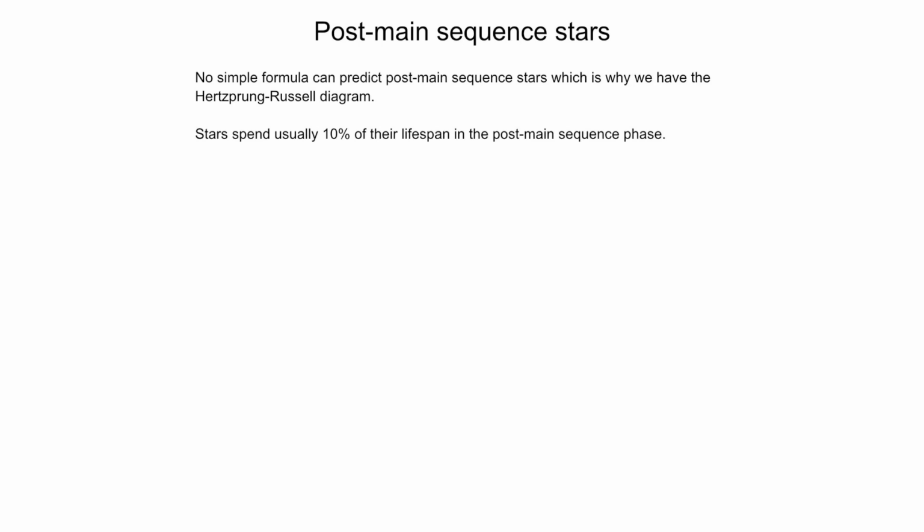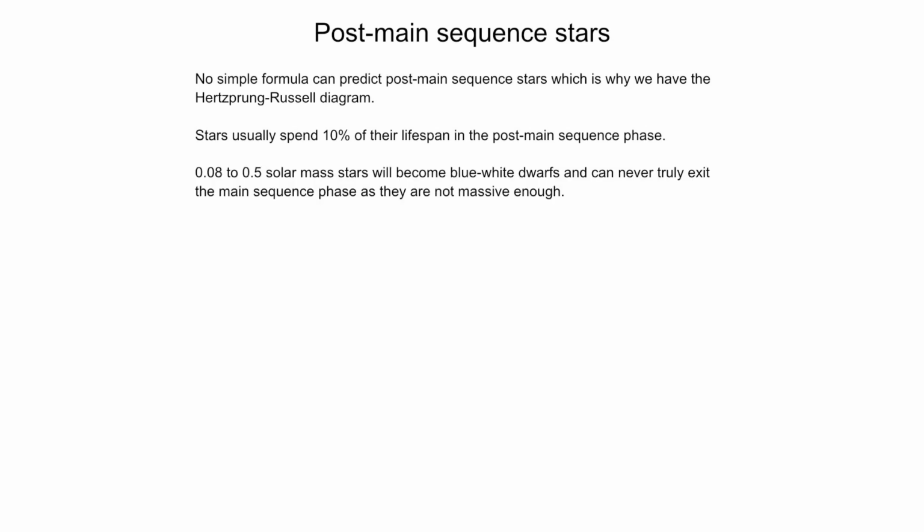And second of all, they don't really ever exit the main sequence phase because they aren't massive enough to fuse anything other than hydrogen. So basically they'll just be like tiny little hot main sequence stars called blue dwarfs, which is funny because they're not blue main sequence stars. They're basically just tiny blue main sequence stars, if you want to think of it that way. I'm just going to write that down for you so you can see it more clearly.